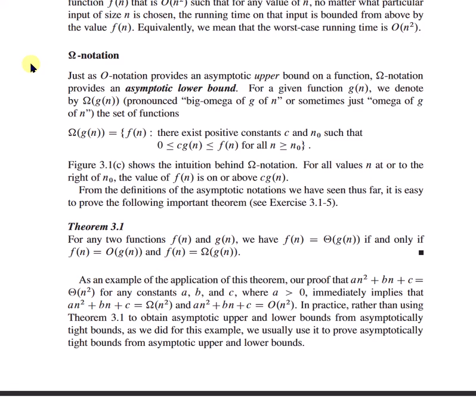Omega notation. Just as big O notation provides an asymptotic upper bound on a function, omega notation provides an asymptotic lower bound for a given function g(n). We denote omega of g(n), pronounced big omega of g(n), or sometimes just omega of g, as the set of functions such that for all, okay, they have interchanged the limits.